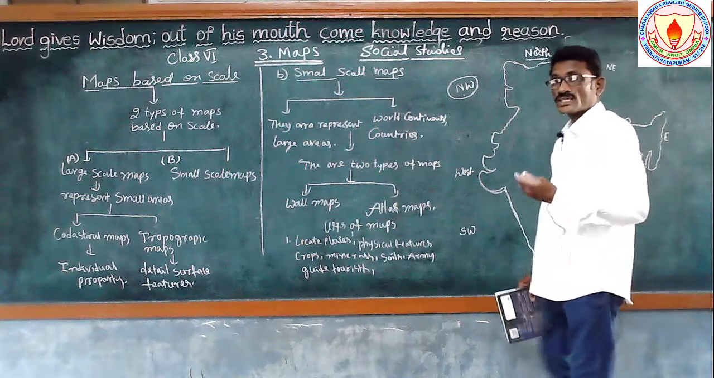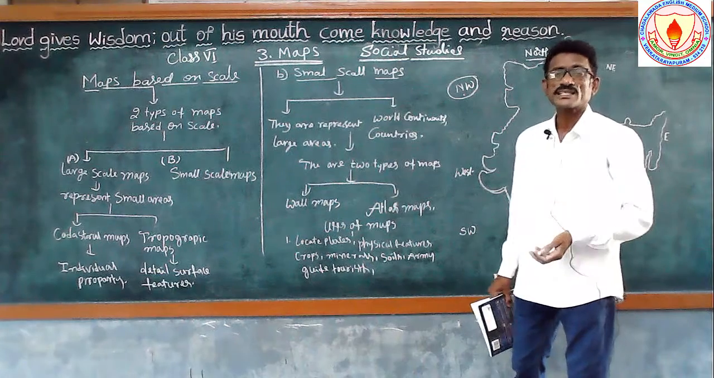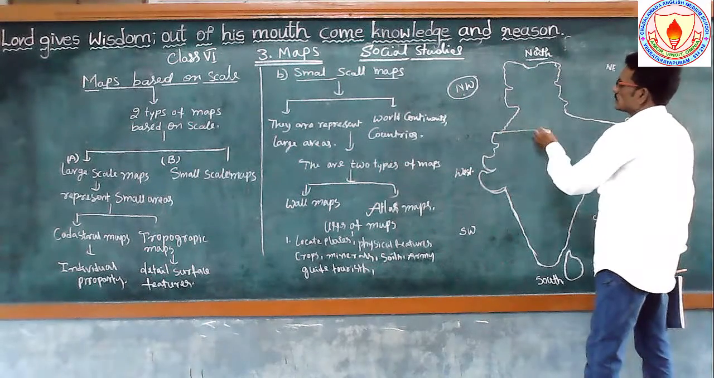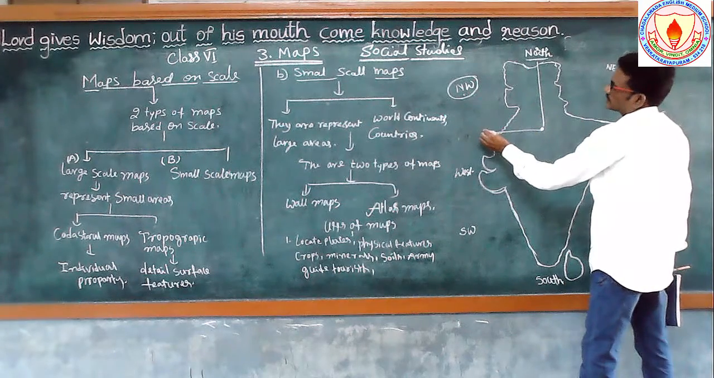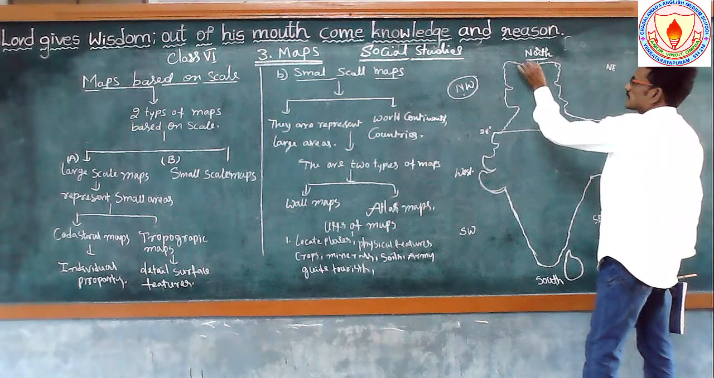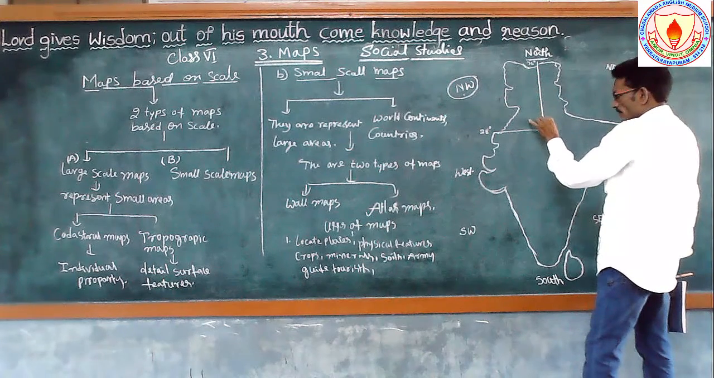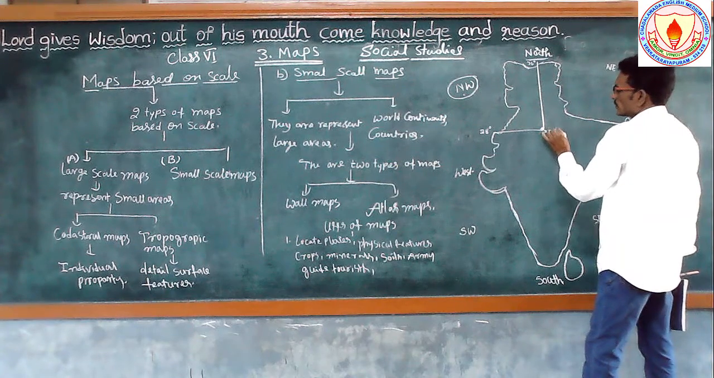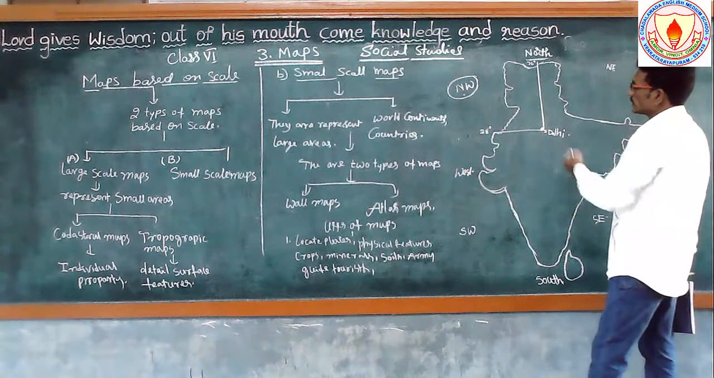What are the uses of the map? To locate places. For example, what is the capital of India? Delhi is the capital of India. It is very easy to find out: 28 degrees north latitude and 76 degrees east longitude. When these meet, that is the capital of India, Delhi. It is very easy to locate on the map.